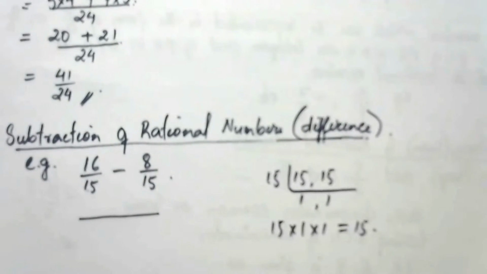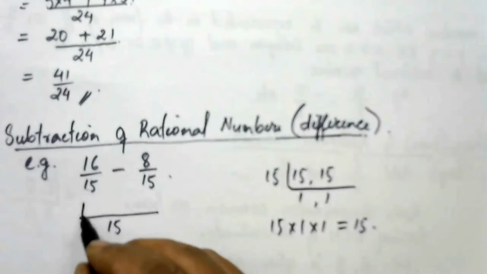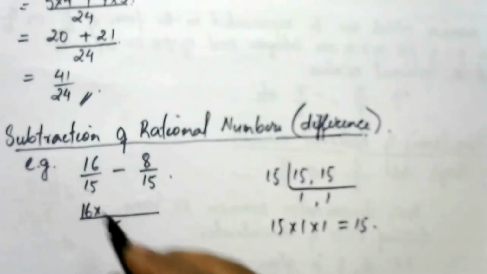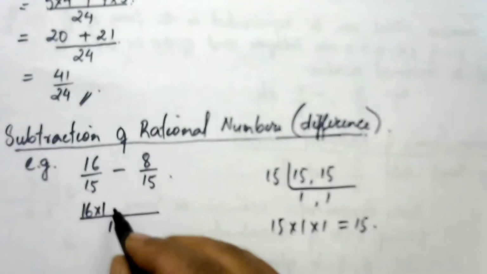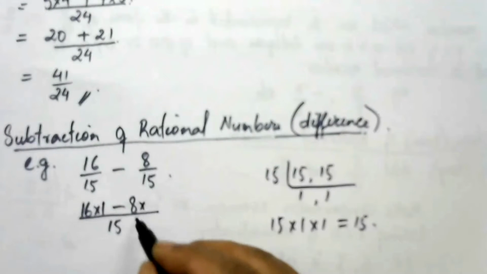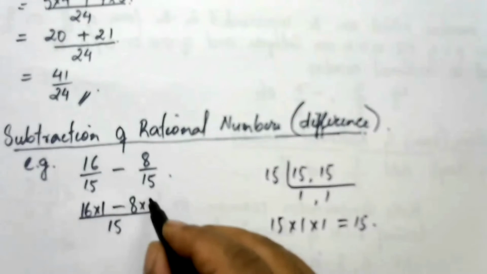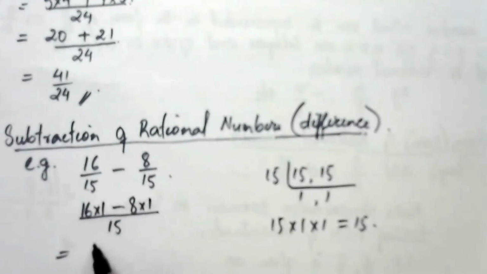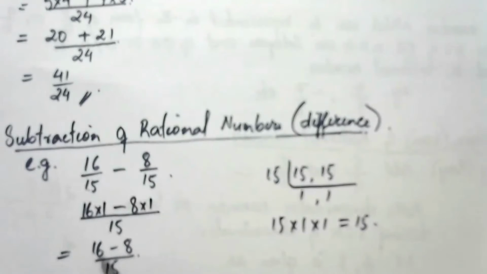So LCM is 15. Then the numerator is 16 into 1, minus 8 into 1, so it will be 16 minus 8 divided by 15. And 16 minus 8 gives 8, so 8 by 15. Therefore, this is the result for the subtraction of rational numbers.